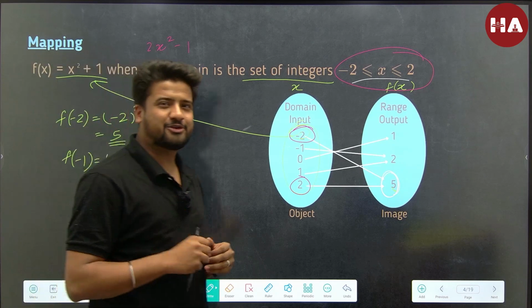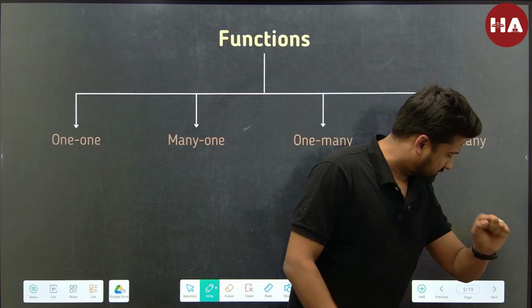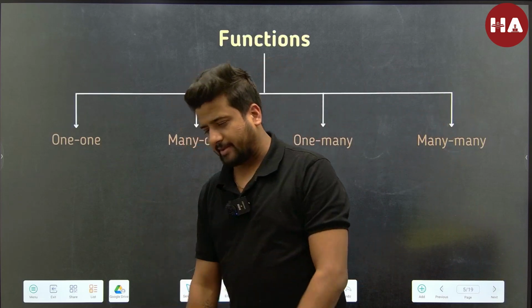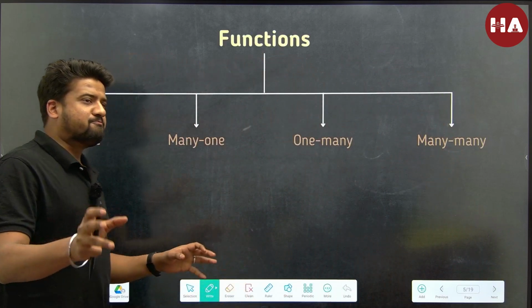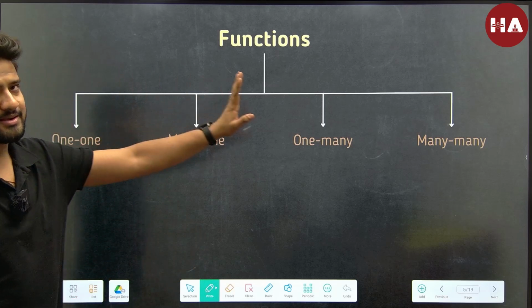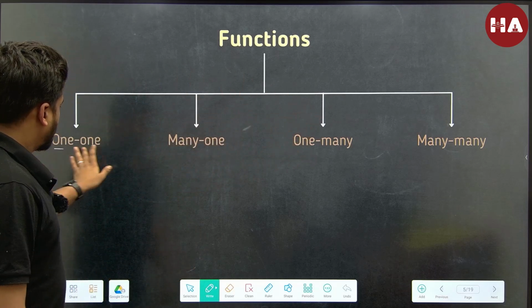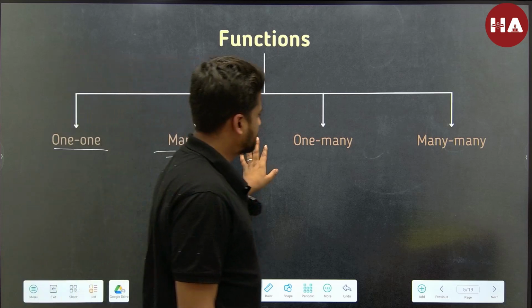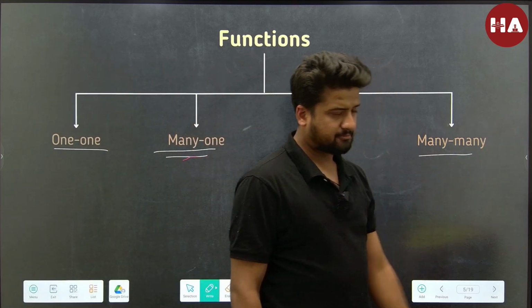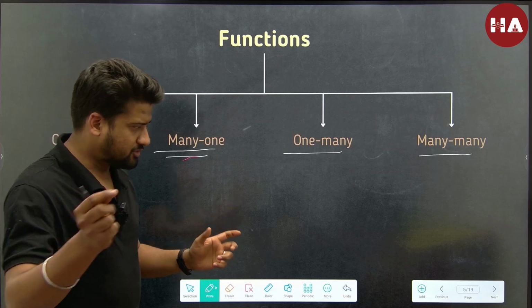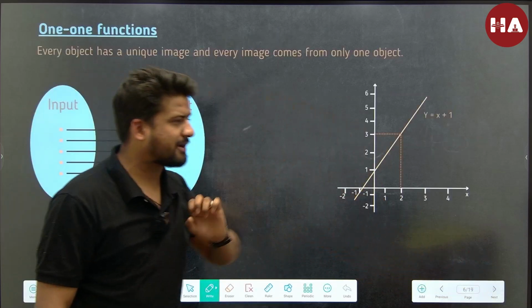I hope you were able to do this. Moving on to the next one, that is types of functions, right? So broadly we have four types of functions: one one, many one, one many and many many. All right, so let's study them in detail one by one.